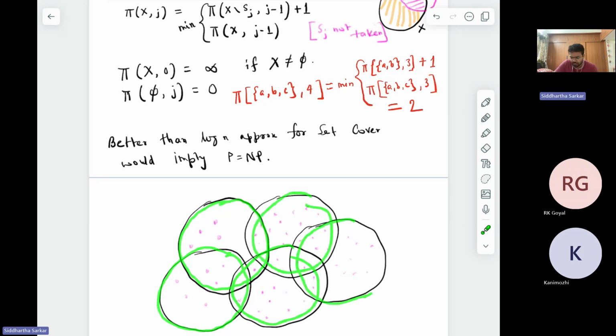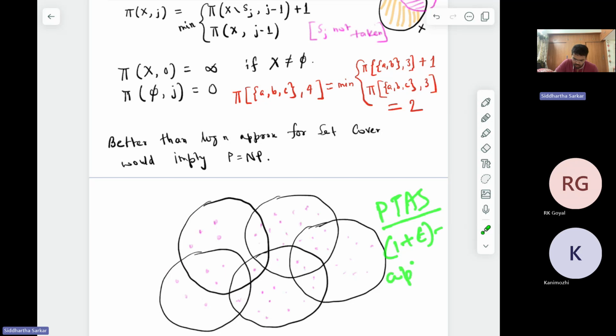In that case, for the minimum number of circles required to cover all the points, we can obtain a PTAS, a polynomial time approximation scheme, which is a 1 plus epsilon approximation. That means it is very close to optimal. It is at most 1 plus epsilon away from the optimal, where epsilon is a number that you can control. So this is a very special set system. There are some other special set systems for which log n is beaten. But for general set systems, log n is not expected to be beaten in terms of approximation.